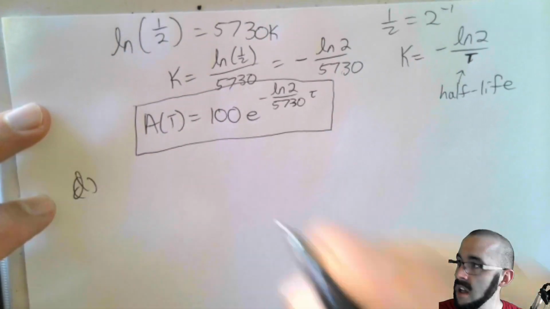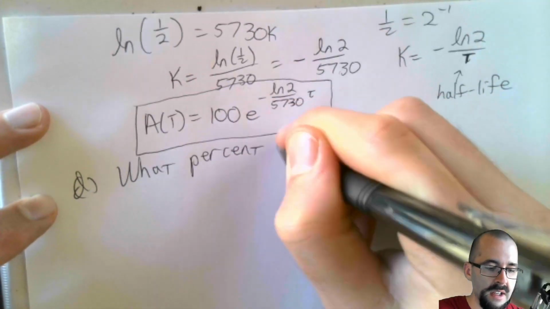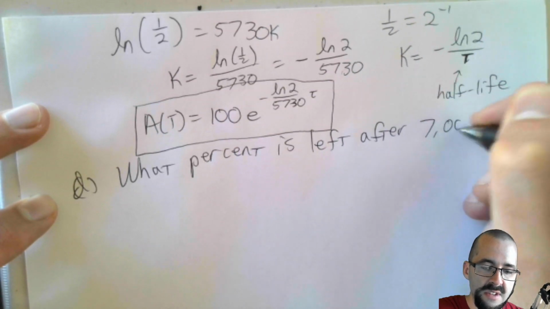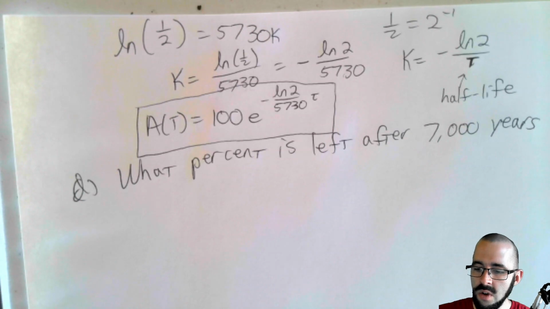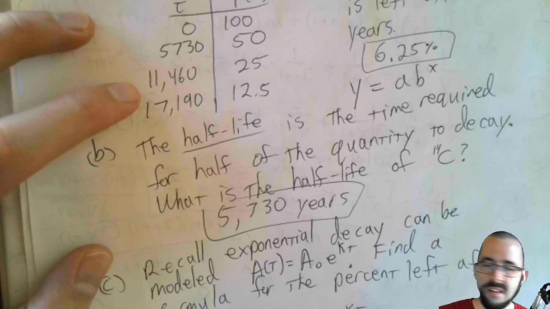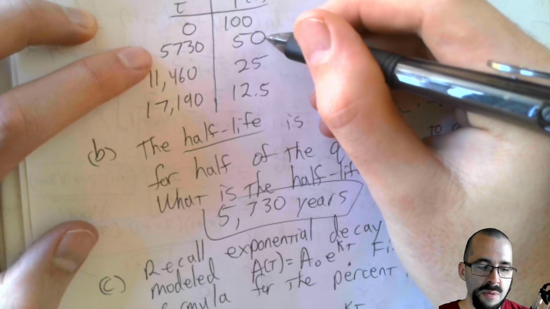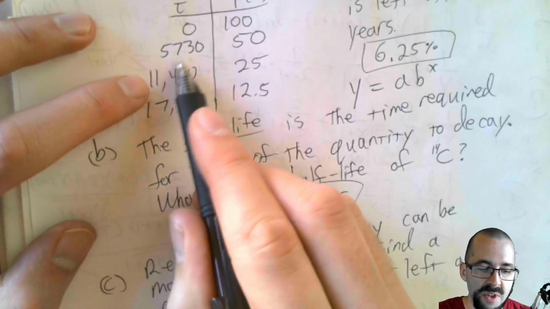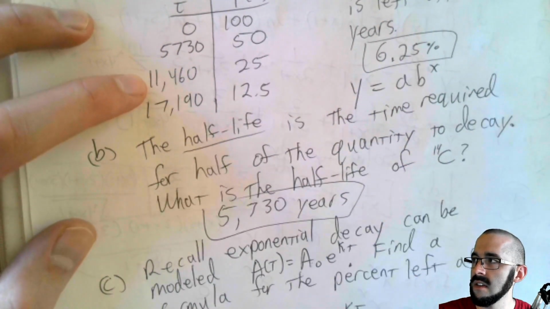Part D. What percent is left after 7,000 years? Also, we should know where we're going with this. 7,000 years. Remember, we were given a little information. After 5,730 years, we have 50%. After a lot more years, 25%. 7,000, right, is somewhere in between. So our answer should be somewhere between 25 and 50%.